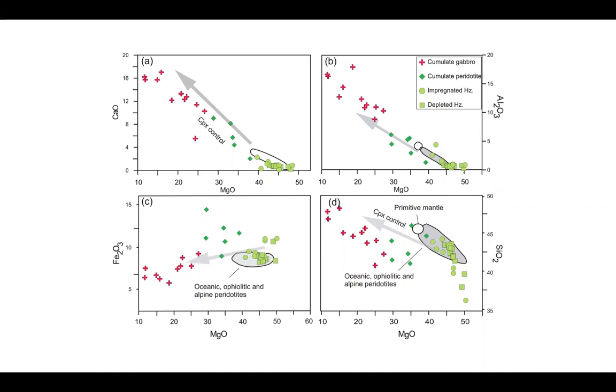Cumulate rocks of the upper part of the sequence reflect higher calcium oxide, aluminum oxide, and silicon oxide, and lower iron contents than mantle harzburgites because their composition is based on the clinopyroxene chemistry.